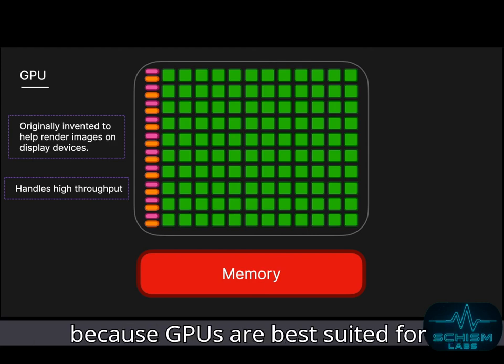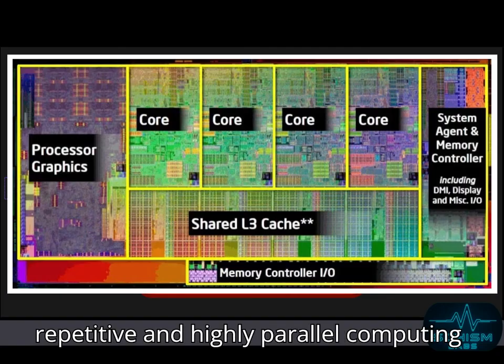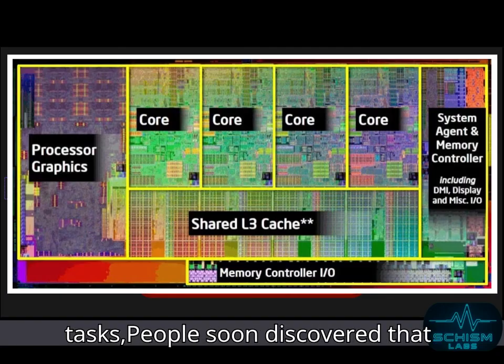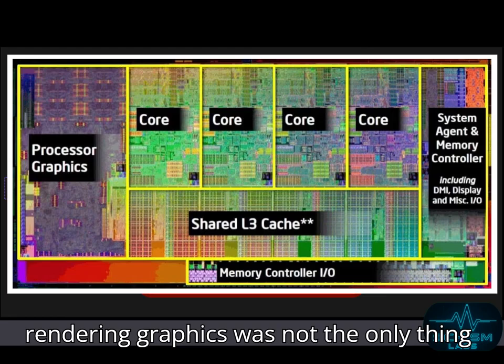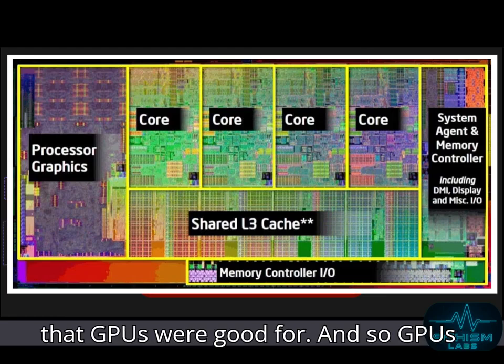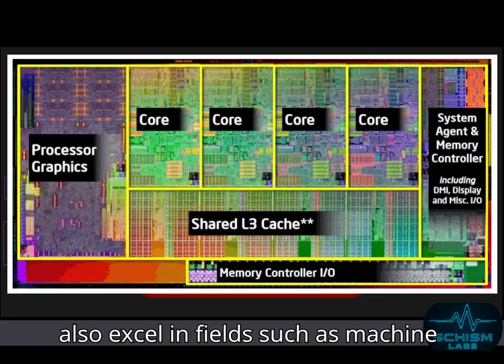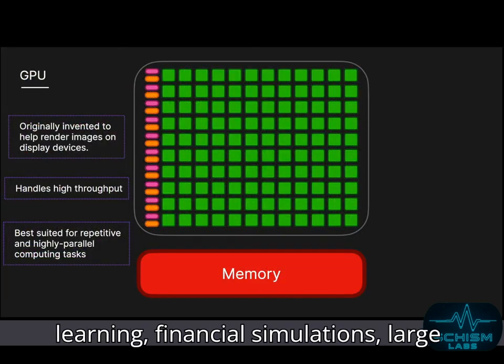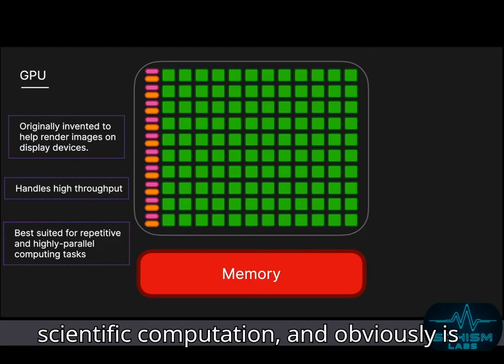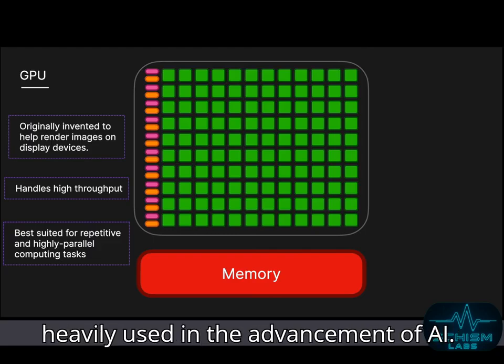And because GPUs are best suited for repetitive and highly parallel computing tasks, people soon discovered that rendering graphics was not the only thing that GPUs were good for. GPUs also excel in fields such as machine learning, financial simulations, large scientific computation, and obviously are heavily used in the advancement of AI.